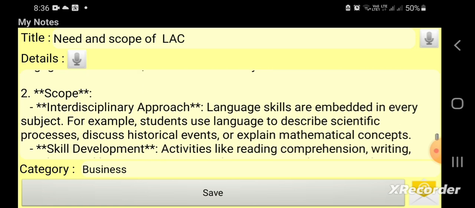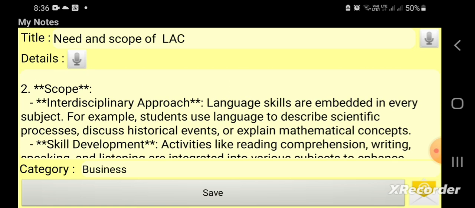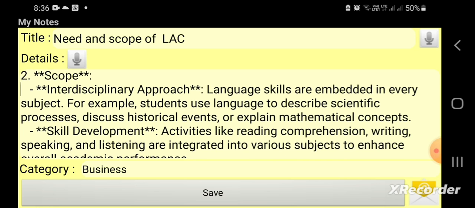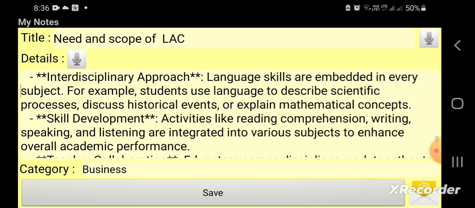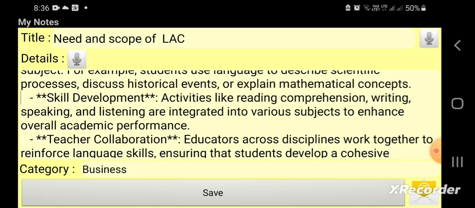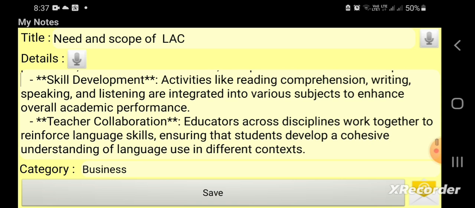Scope of LAC: interdisciplinary approach. Language skills are embedded in every subject. For example, students use language to describe scientific processes, discuss historical events, or explain mathematical concepts. Skill development. Activities like reading, comprehension, writing, speaking, and listening are integrated into various subjects to enhance overall academic performance.